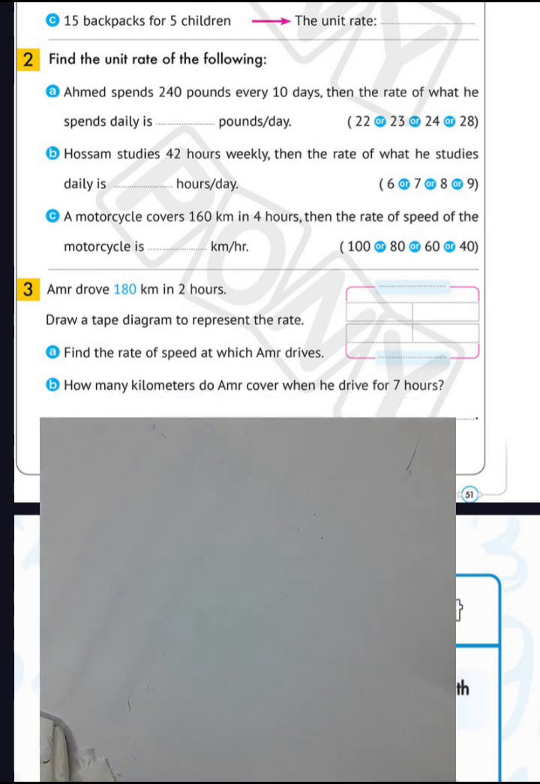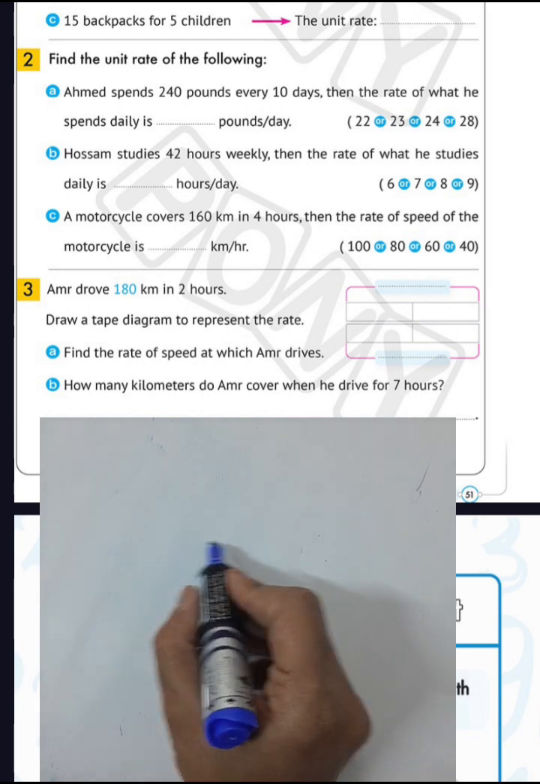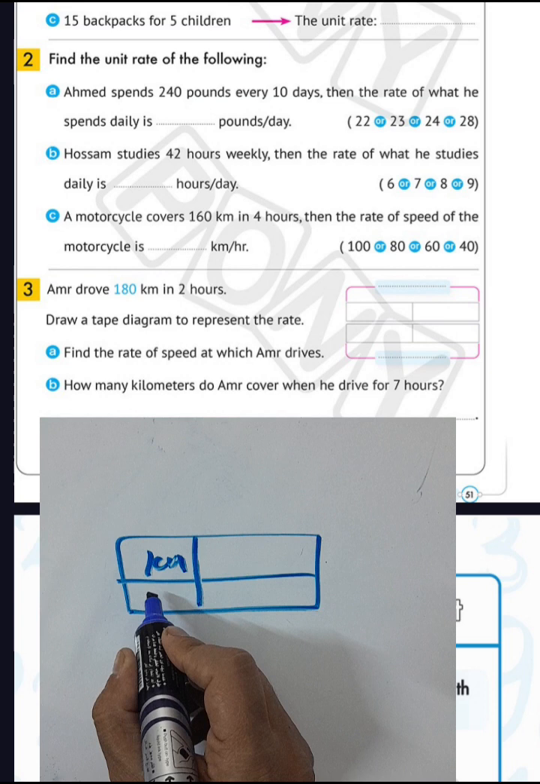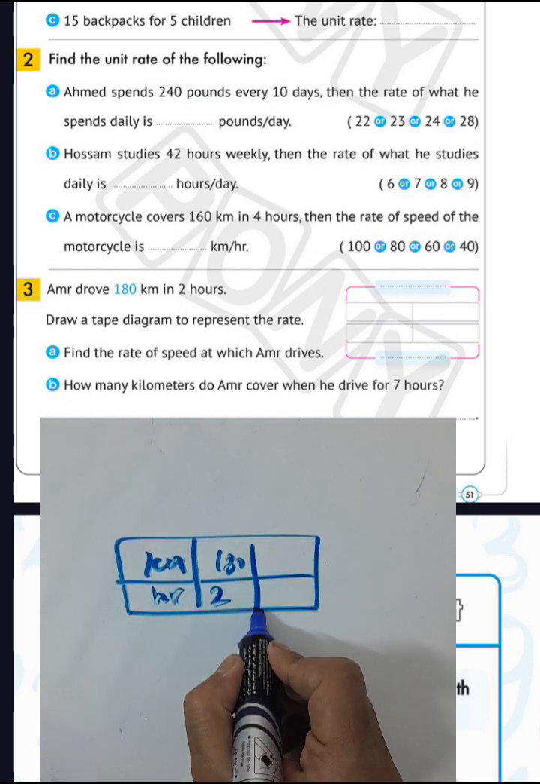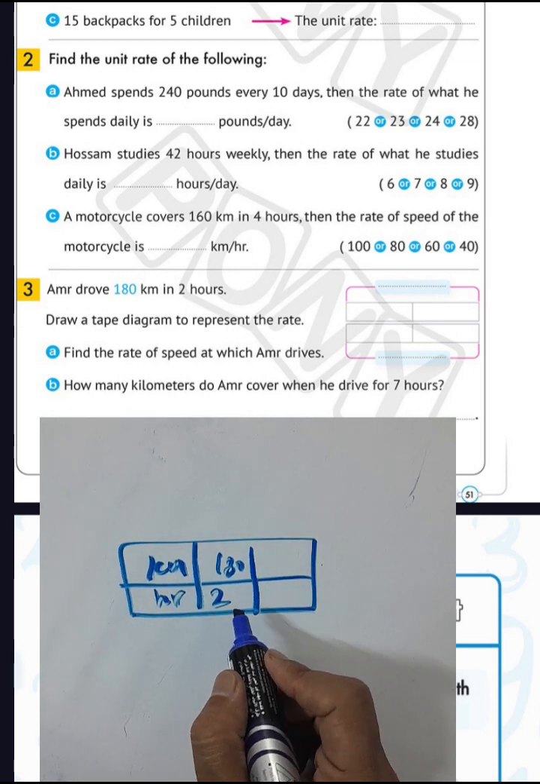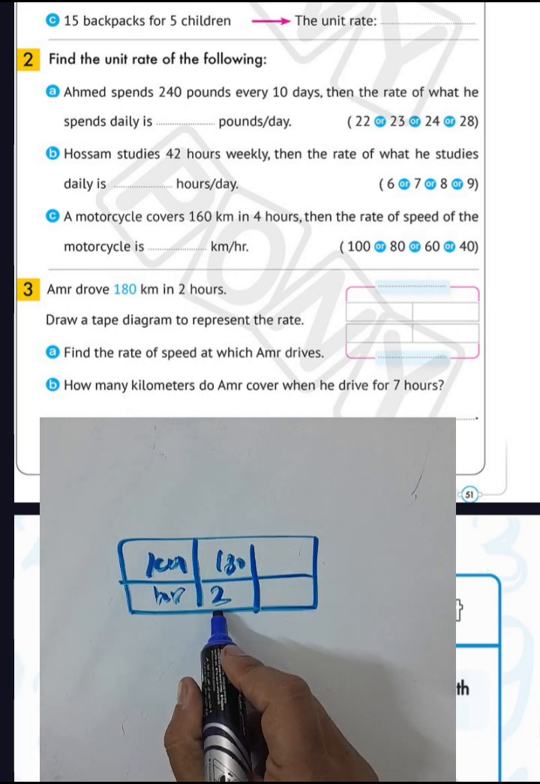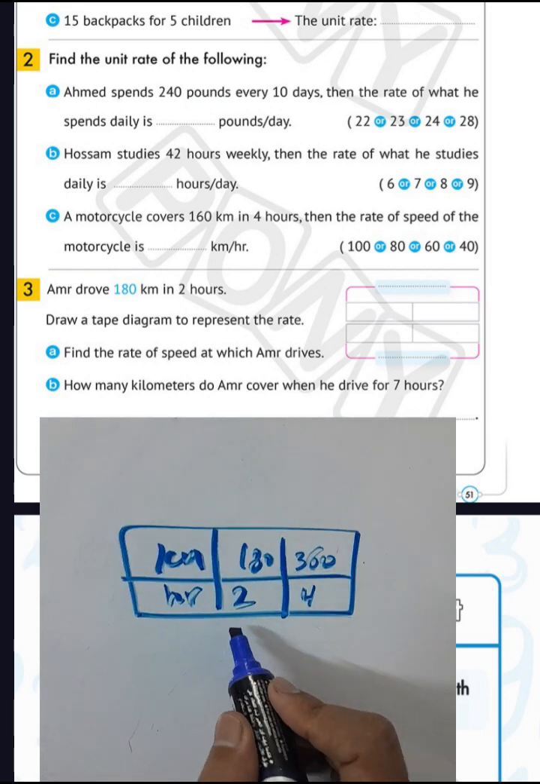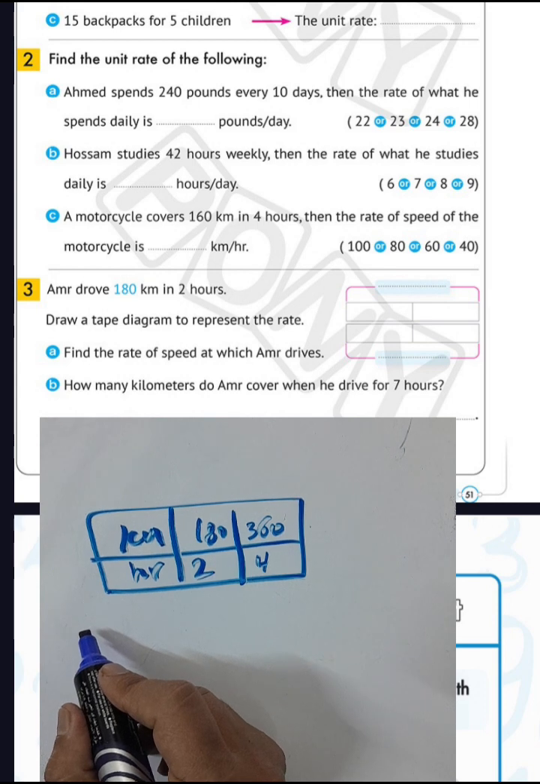Question number 3. Draw the tape diagram to represent the rate. We have Amr drove 180 kilometers. We can draw here this table comparing kilometers and hours, 180 kilometers per 2 hours. Draw the tape diagram to represent the table. Find the speed at which Amr drives. We can write 2 times 2, it will be 4. 2 times 180 equals 360.